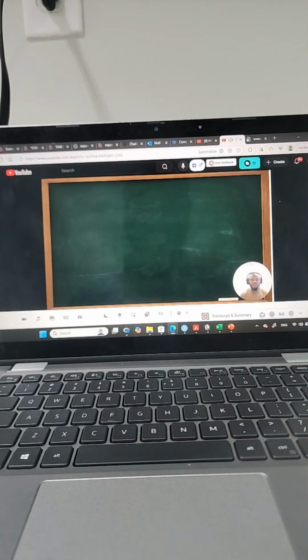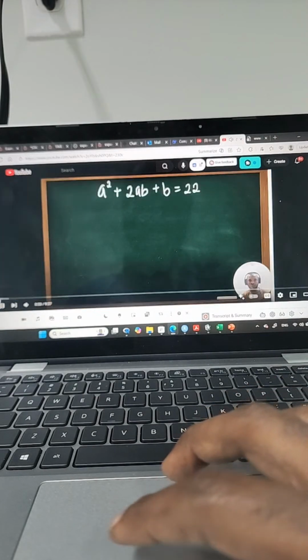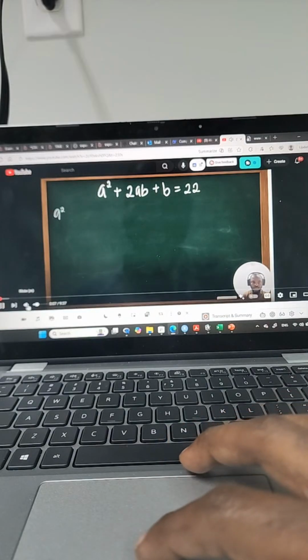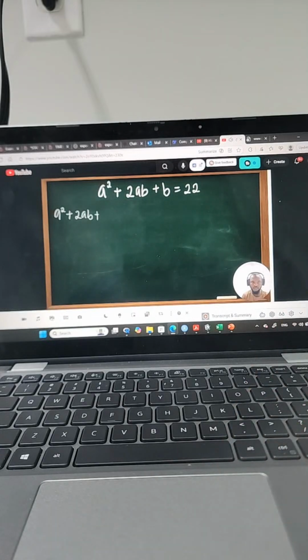Slide. So here we factor out 2a plus 1, roots of a and b. Looking at the question, here we have a squared plus 2ab plus b equals 22. Here we have a squared plus, you can see that b is common to both terms, then you can factor that out. In the parentheses, you're going to have 2a plus 1 equals 22.